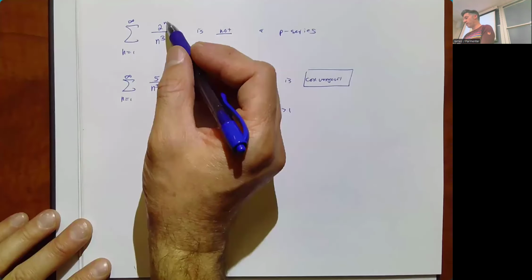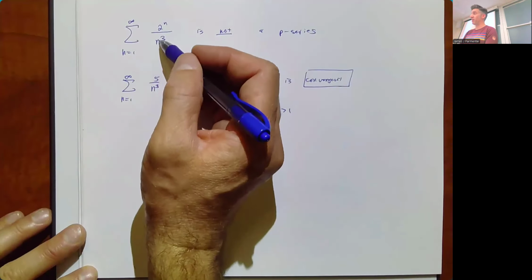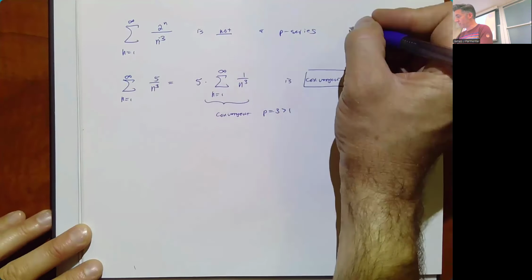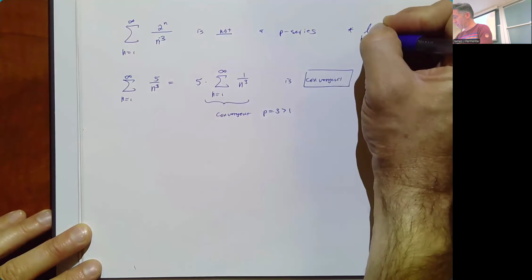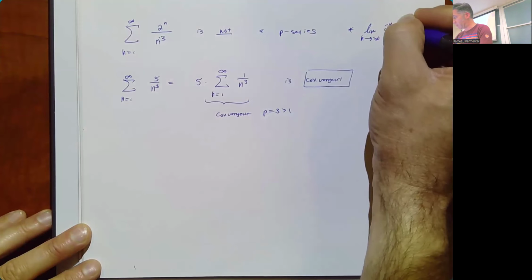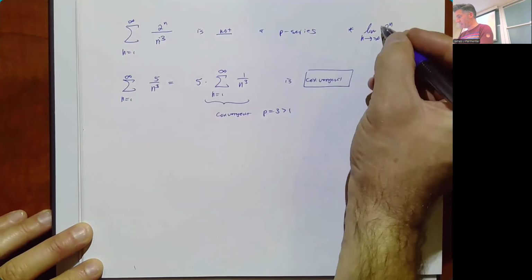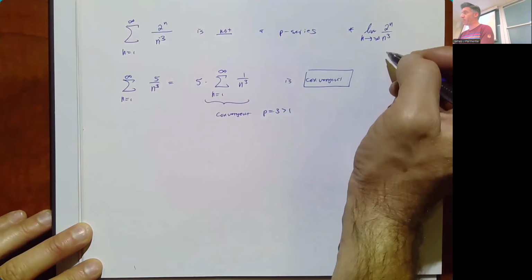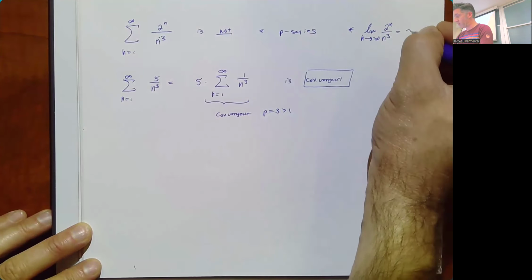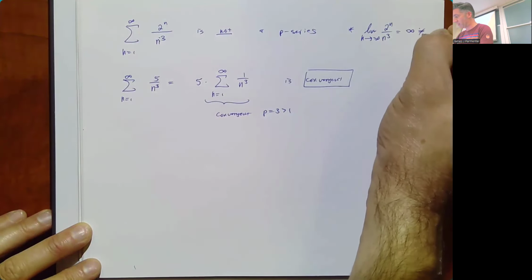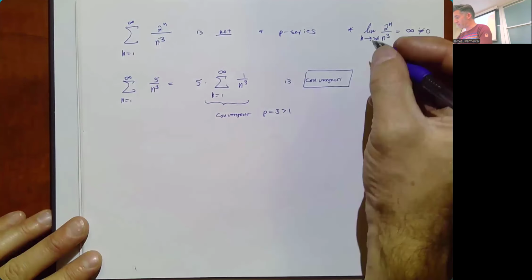This one, on the other hand, you could use the nth term test to see that this is divergent. I will just note here, the limit as n goes to infinity of the sequence 2 to the n over n cubed. Exponential things always overpower polynomial things. That's going to grow to infinity, which is certainly not 0. So we get divergence.